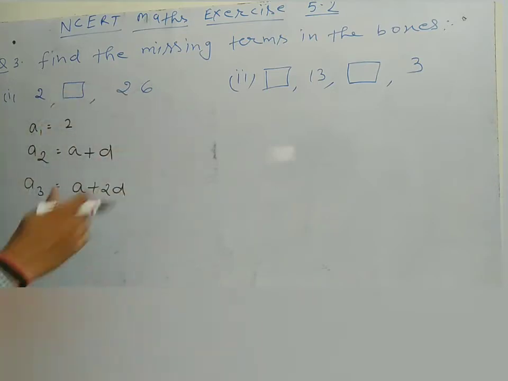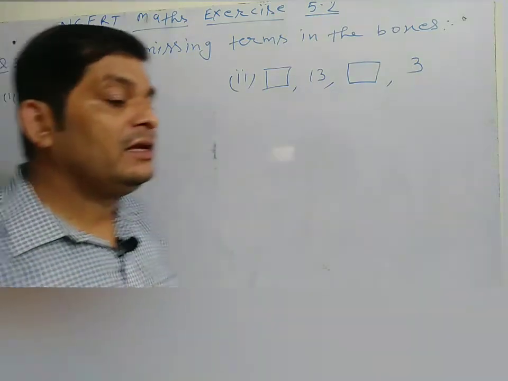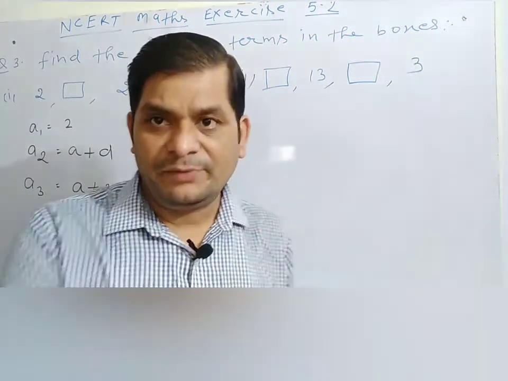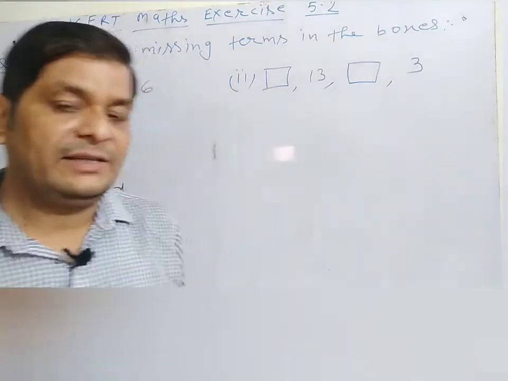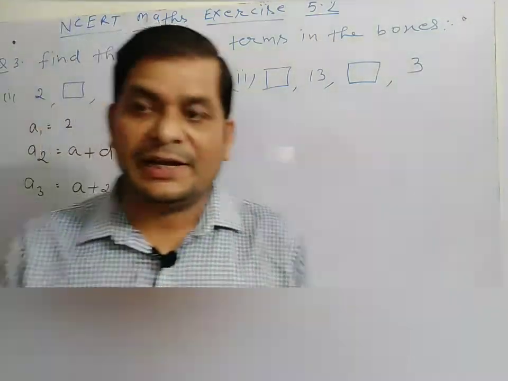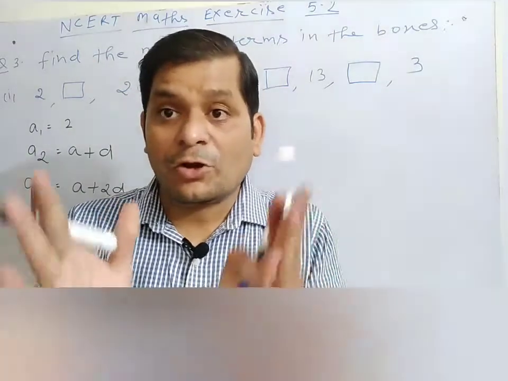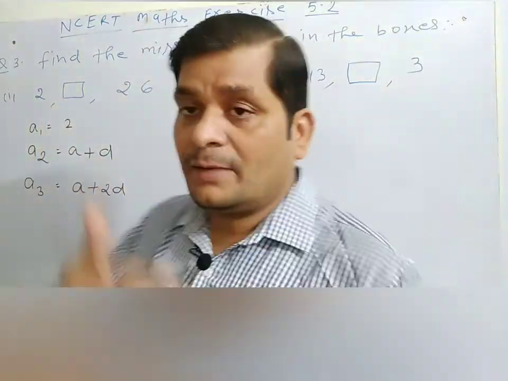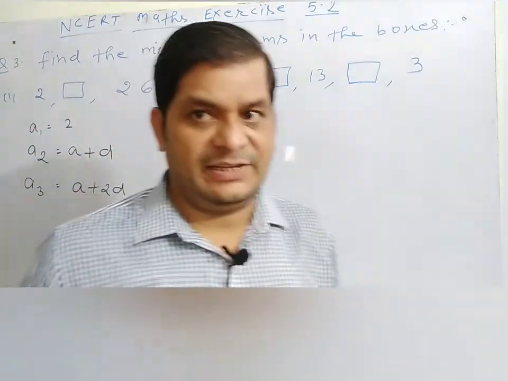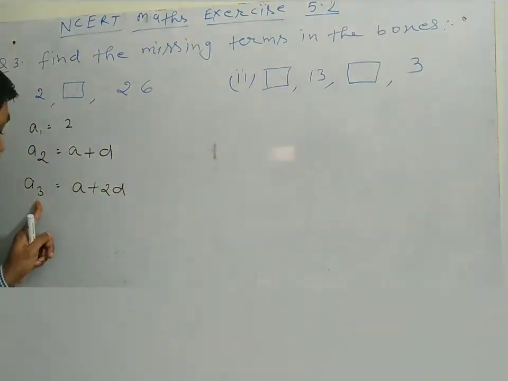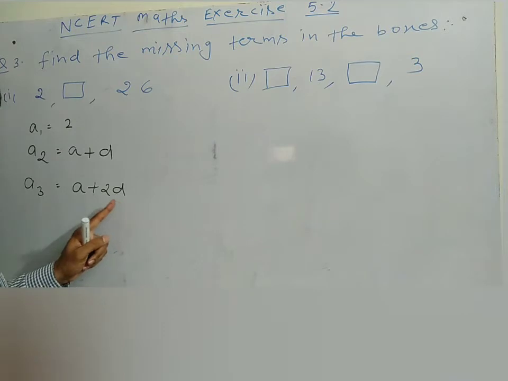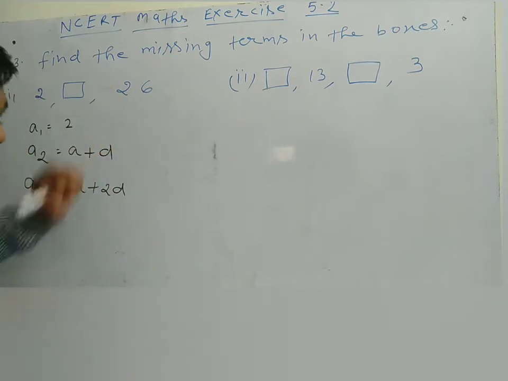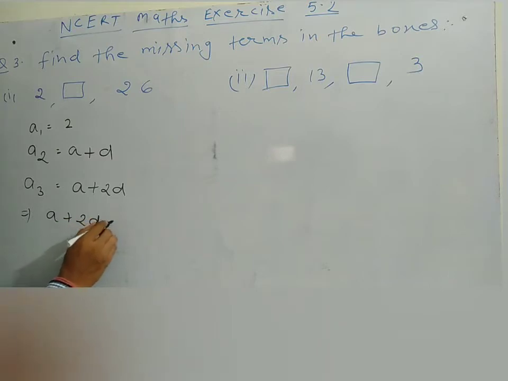Every time we will add a D for getting the successive term. आगे के टर्म फाइंड करने के लिए हम बैक टर्म्स में डी ऐड करते जाते हैं, क्योंकि कॉमन डिफरेंस सेम आएगा तो कॉमन डिफरेंस ऐड करते जाएंगे, हमको सक्सेसिव टर्म्स मिलते जाते हैं। तो वी कैन राइट A3 इक्वल टू A प्लस 2D. In this question the value is given. What? A plus 2D is equal to 26 is given.